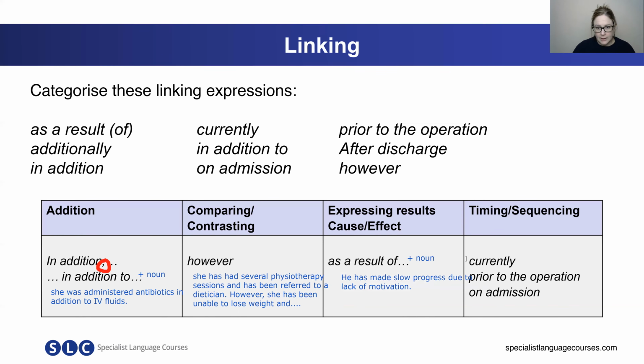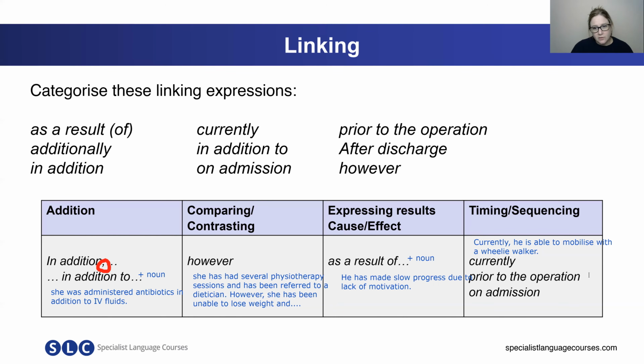Okay. And then we've got the timing sequencing ones. Okay, so currently, you could talk about now. You could say currently, comma, he is able to mobilize with a wheelie walker, for example. Yes. Notice you can put currently before the verb as well. You could also say he is currently able to mobilize with a wheelie walker.